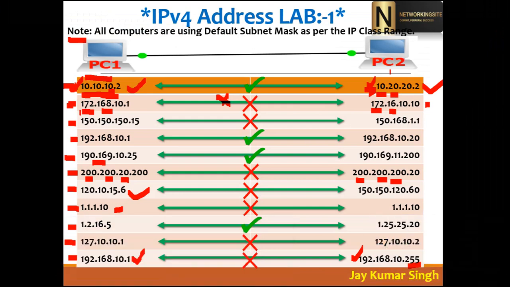Now which example should I take? We have used the first one. Let's use 1.2.16.5 and 1.25.25.20. Okay, this one. No problem.